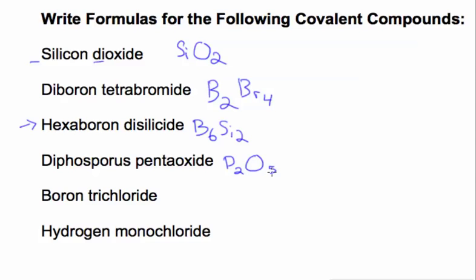Boron trichloride. Boron, and we don't put a number because there's just one. And tri, 3 chlorine. The last one is hydrogen monochloride. HCl. There you have it.